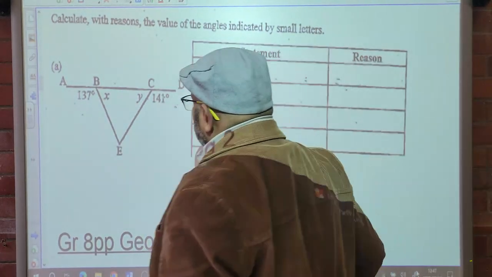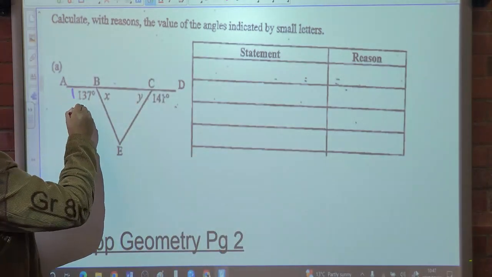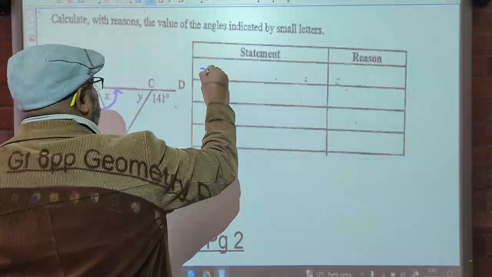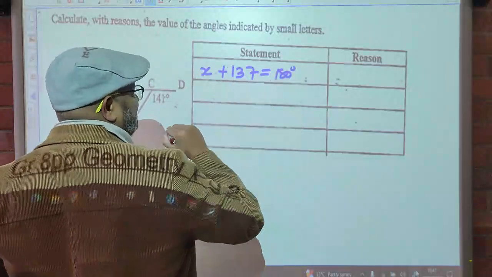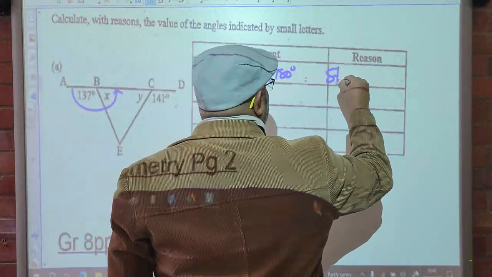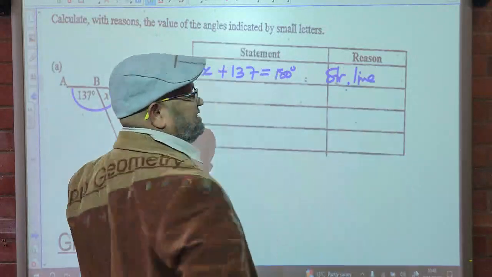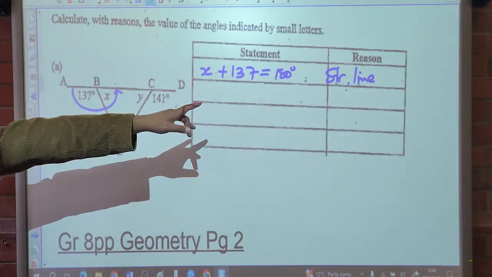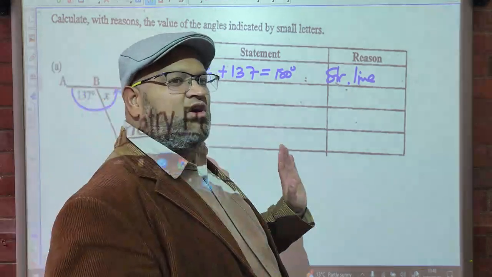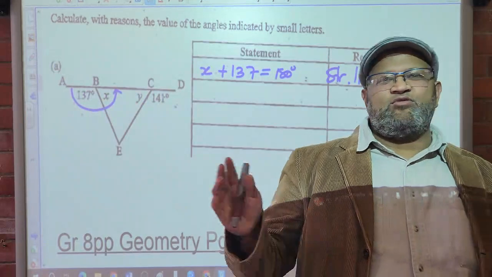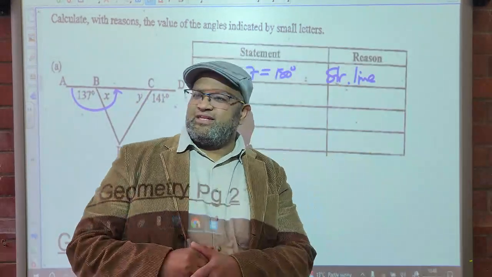Okay, people, angles on a straight line add up to 180. So you say x plus 137 equals 180. Why? Angles on a straight line. That is why the reason is there, in the reason column. In your exam, they'll also give you an answer book like this. You'll have one side for statements and one side for reasons.